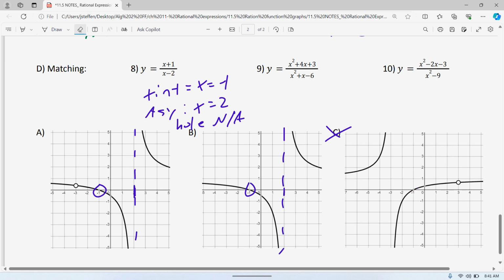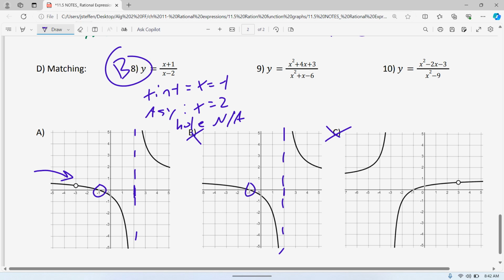The difference then, if you look at the third thing, the hole, there is no hole. Well, if you look at A, there is a hole. It's over here at -3. And I maybe should have brought this up, but that's how we represent that. We literally just put an open circle there. That just means there's a hole there. Letter B doesn't have any hole, so that has to go with 8. Going with B.